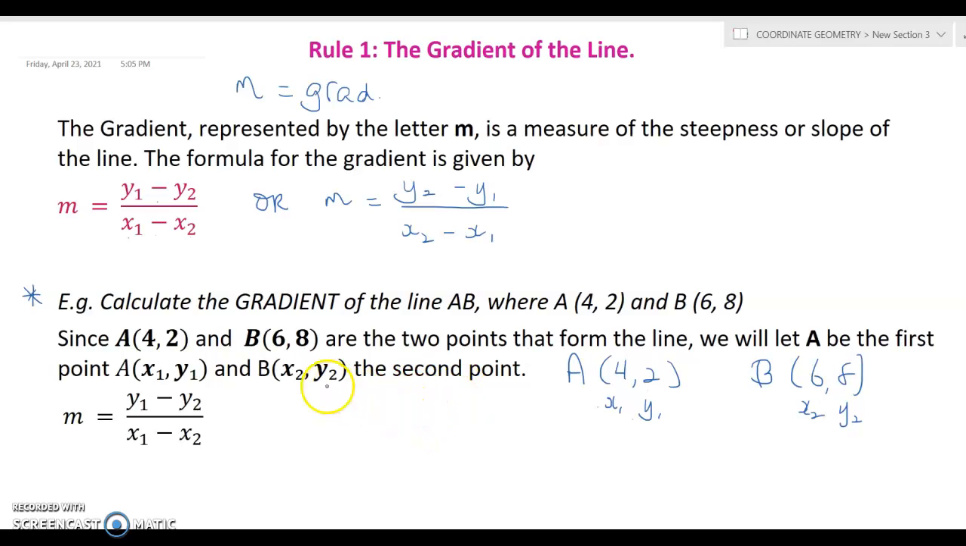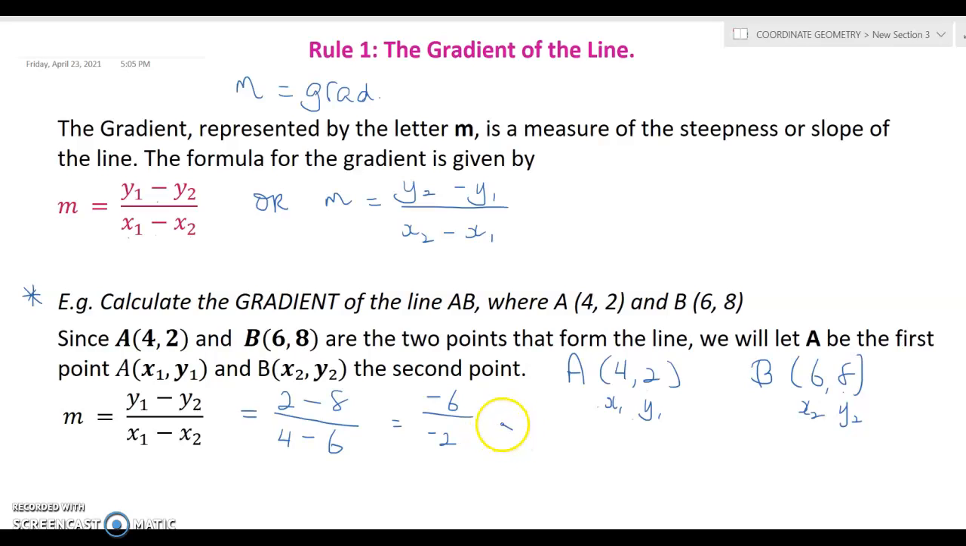And from there, we're just going to substitute our values into the formula. So remember the formula is y1 take away y2 all over x1 take away x2. Our y1 value is 2. So take away y2, which is 8. So 2 take away 8 at the top all over x1 take away x2. So x1 is 4. Take away x2, which is 6. Now you can use your calculators, but by now you can do this in your head. 2 take away 8, that is negative 6, and 4 take away 6 is negative 2.